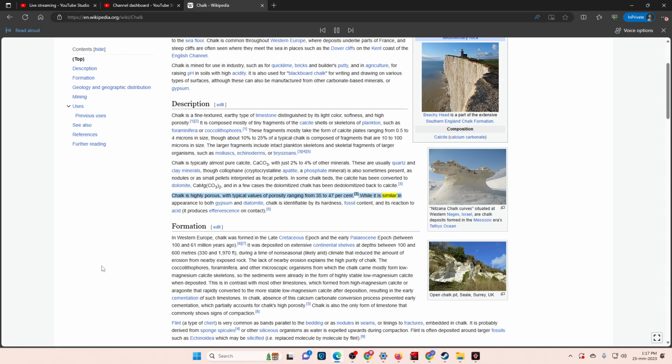While it is similar in appearance to both gypsum and diatomite, chalk is identifiable by its hardness, fossil content, and its reaction to acid. It produces effervescence on contact.